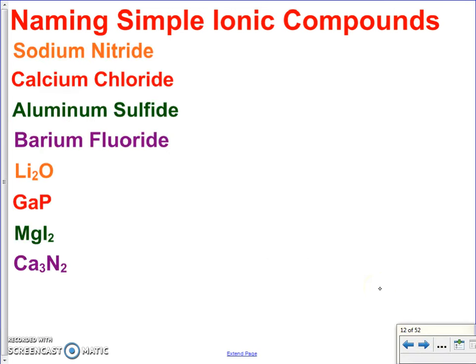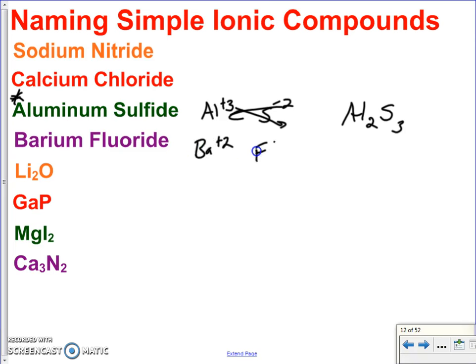Let's look at some quick practice and then we'll talk about transition metals. I'm not going to do all of these. Let's look at aluminum sulfide. Well, aluminum is Al+3, sulfide is S-2, because remember, sulfide is just sulfur with its charge. Cross and swap, aluminum sulfide is Al2S3. Okay, barium fluoride, barium is Ba+2, fluoride is F-1. Cross and swap, we get BaF2.